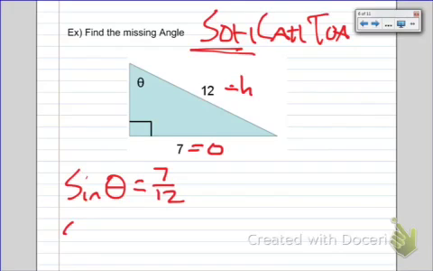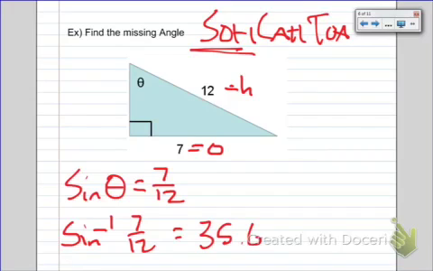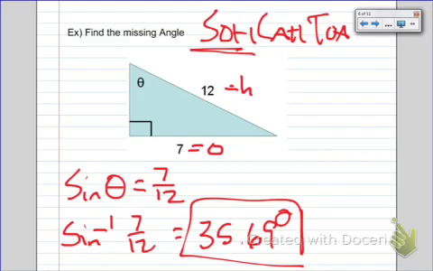So what I have here to find theta, I'm going to take the inverse sine of 7 divided by 12. So on my calculator, here I go. 7 divided by 12. It's 0.583333. And then I'll go second sine. And I get about 35.69 degrees. And I found that missing angle. Technically, I could find the other one because I know that all three angles have to add up to 180, but the question doesn't ask me to do that, just asks me to find this one.